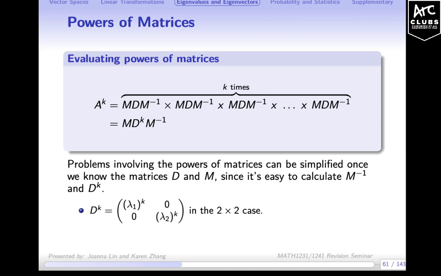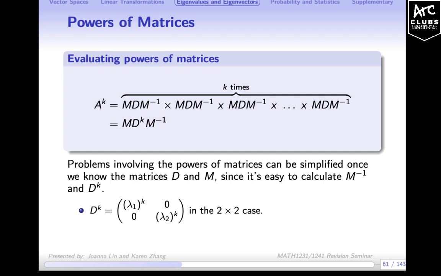Basically, A to the k is equal to M D M inverse, and this whole thing is multiplied k times. What happens is that your M inverse here and your M actually cancel out. They multiply to the identity, and it happens for all of these cases. So in the end, what you're left with is just D to the power of k, and then your M at the beginning and your M inverse at the end, right?